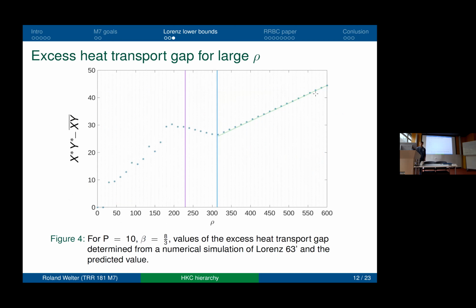So here we have the Rayleigh number rho. It's this normalized Rayleigh number. And here we have in blue, again, random initial conditions heat transport. And in green, we have the heat transport from the analytical formulas we got. And we can then very well describe the heat transport gap in this regime.